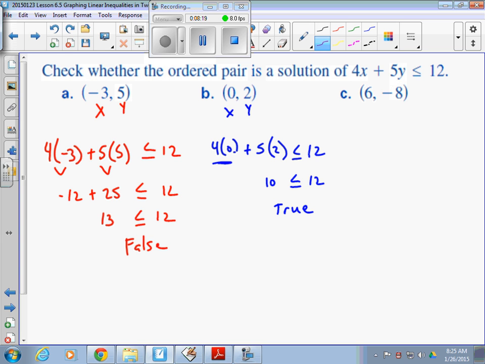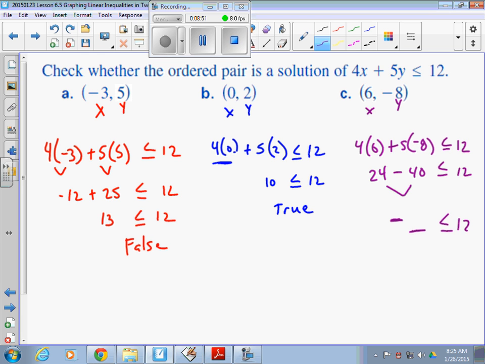All right, again, this one's x, 4 times 6, plus 5 times this one's y, -8, less than or equal to 12. 4 times 6 is 24. 5 times -8 is going to be -40, is less than or equal to 12. You might not be able to do 24 minus 40 very easily, but you know that when you put these two together, you're going to get some kind of negative number. So just in terms of checking the truth value, something negative is less than or equal to 12. You might not know that it's -16, but you know it's negative. It's going to be true because it's a negative number.